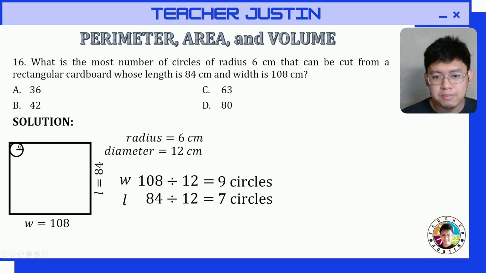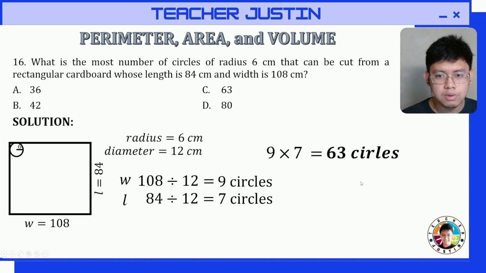Now, para makuha natin kung ilang circles yung pwede nating gupitin, we will multiply 9 by 7 to get the total number of circles that we can cut from the rectangular cardboard. So, 9 times 7 is equal to 63. So, we will have a total of 63 circles that will be cut from this rectangular cardboard. And to answer our item, it will be letter C, 63. And that's it. Ta-da!